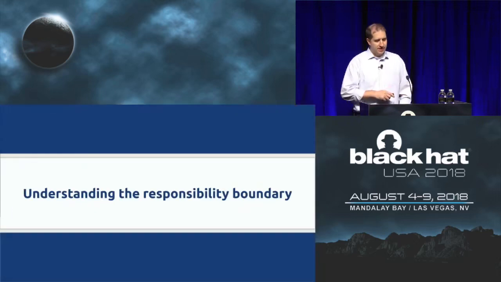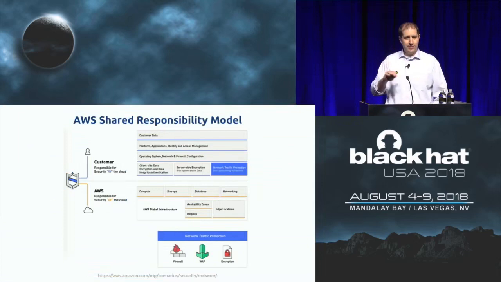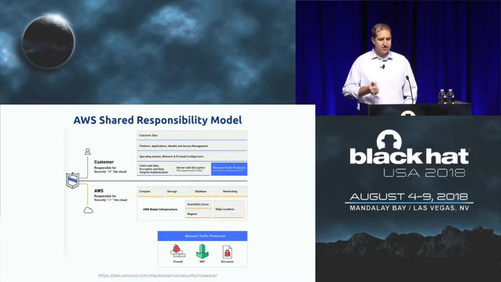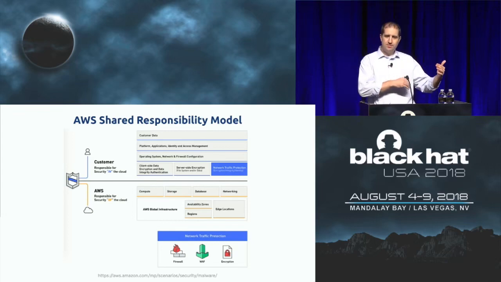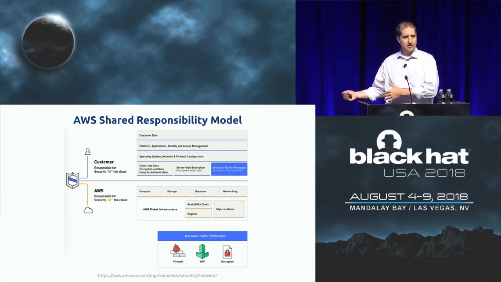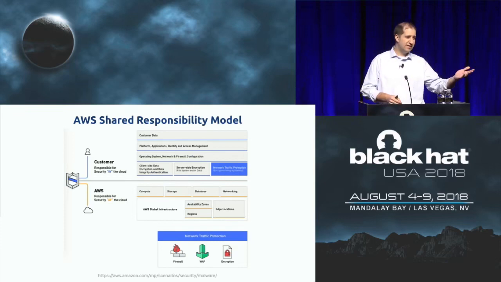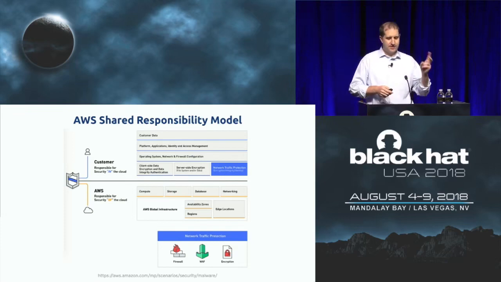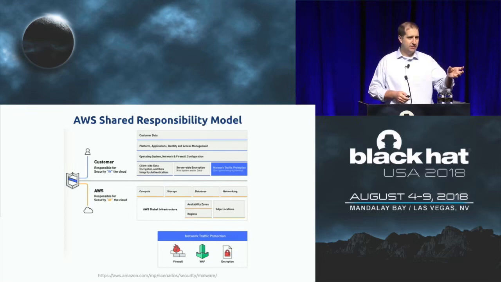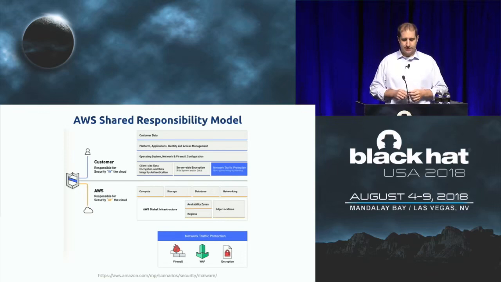So I talked about the responsibility boundary. I want to break that down a little bit. I'm borrowing this from AWS. The shared responsibility model. What the customer is responsible for when it comes to security and what the provider is responsible for security. Now, yes, this is AWS's model, but it does apply to the other two that I'm going to talk about. And they always phrase it with security in the cloud, that's your responsibility, and security of the cloud, which is their responsibility.